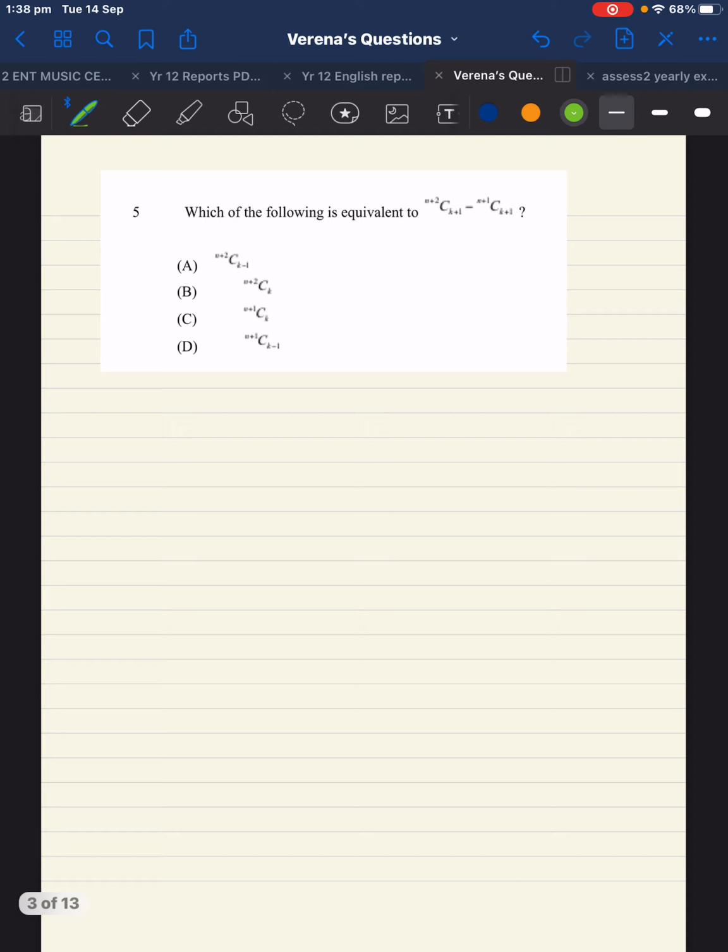Question 5, which of the following is equivalent to this? It's a little bit blurry and hard to see here, so I'm just going to rewrite it a little bit better. This is n plus 2 choose k plus 1, and this is n plus 1 choose k plus 1. So this is the expression we have been given, and we need to work out which one of these is equivalent to it.